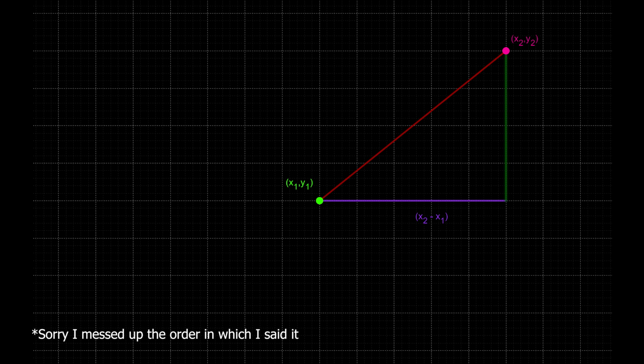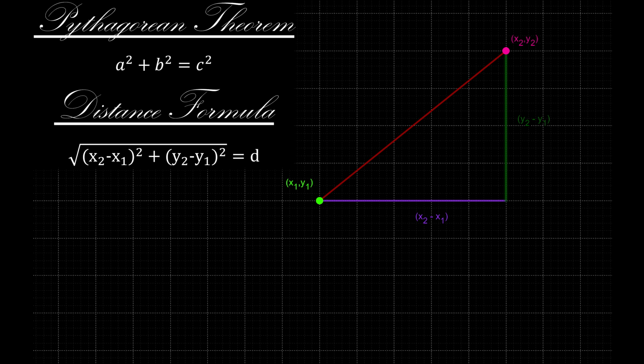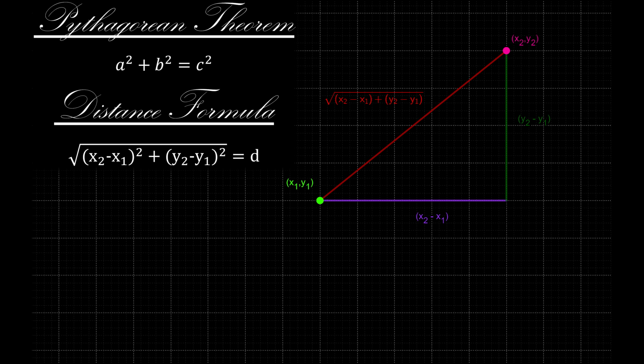The length of the base is found by taking point 1's x-coordinate and subtracting from it point 2's x-coordinate. The length of the vertical side can be found by taking point 1's y-coordinate and subtracting from it point 2's y-coordinate. Now we can use the Pythagorean theorem to find the length of the hypotenuse. And voila, we found our generalized distance formula. Let's try it out now.